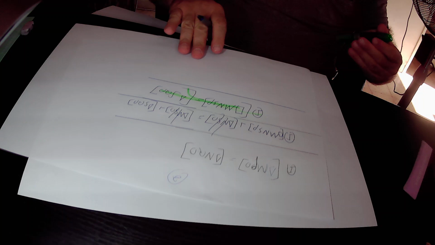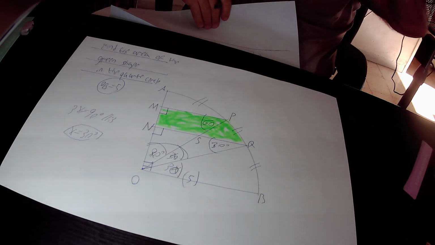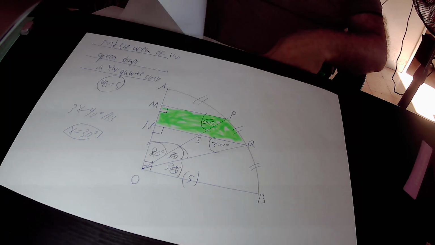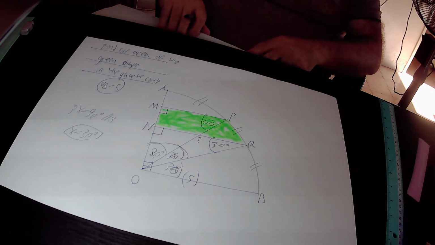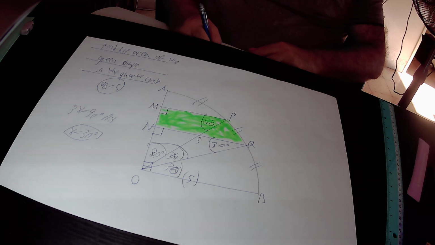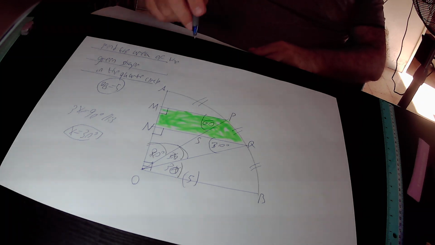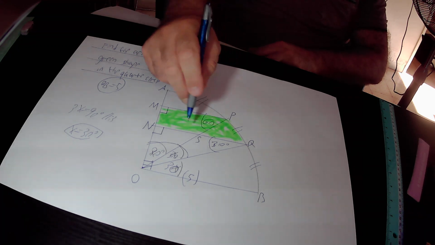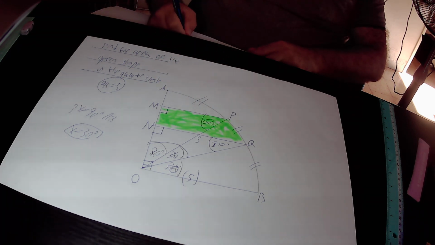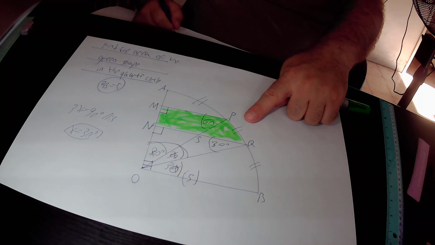Our mission is to find the area of the green shape. So what is the area of the green shape? From the drawing it is very easy to see that the area of the green shape equals the area of quadrilateral MPSN plus the area of this shape PQS.